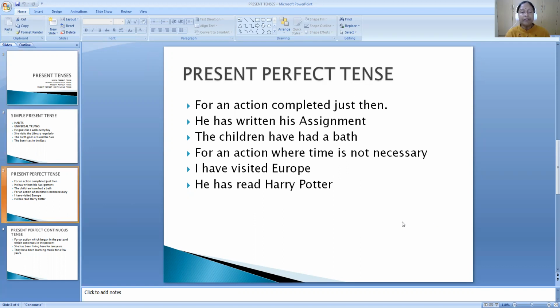The present perfect tense is used for an action which has just now been completed. For example, I have eaten my breakfast just now. You cannot use the present perfect tense for an action which was done yesterday. For that, you use the simple past. So, for example, you cannot say, I have taken a bath yesterday. You can use the present perfect tense only for an action which has just now been completed.